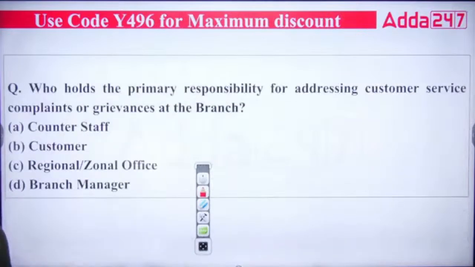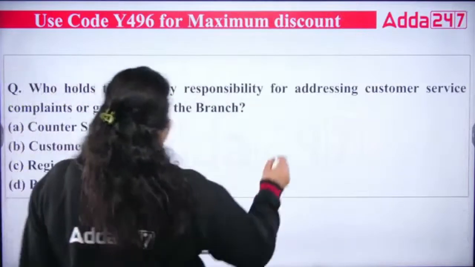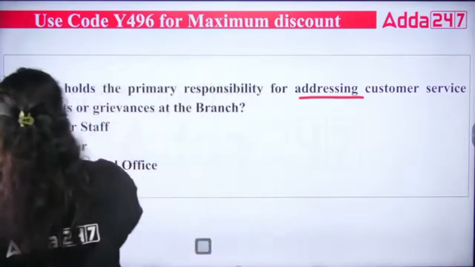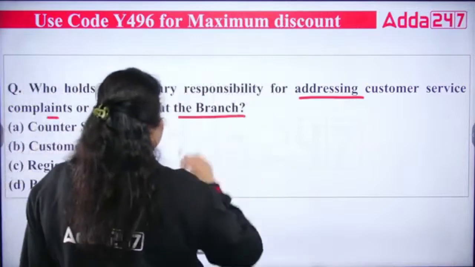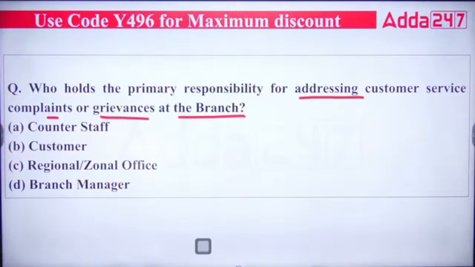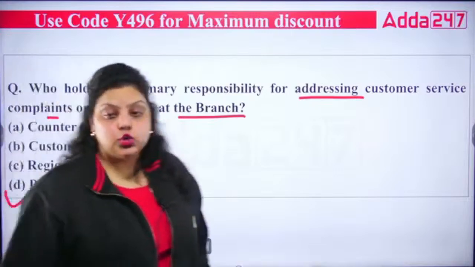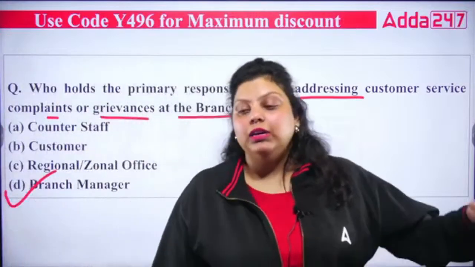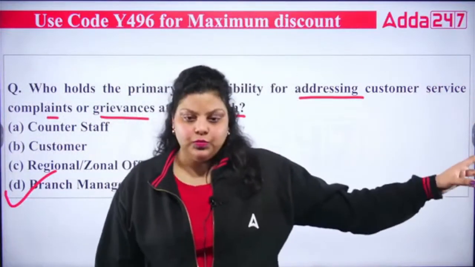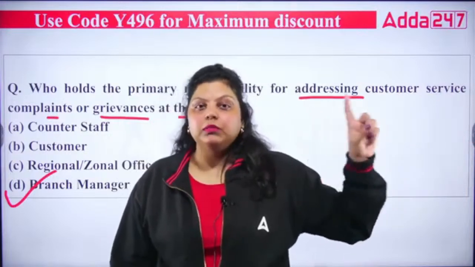Next question. Who holds the primary responsibility for addressing customer service complaints or grievances at the branch? So in the branch, who actually holds this responsibility? First is counter staff, second is customer, third is regional or zonal office, fourth is D, branch manager. So the right answer is the branch manager. Let's say for example, if a customer is facing any problem or issue, the first thing the customer has to do is visit their home branch, and has to give 1 month period to their home branch.